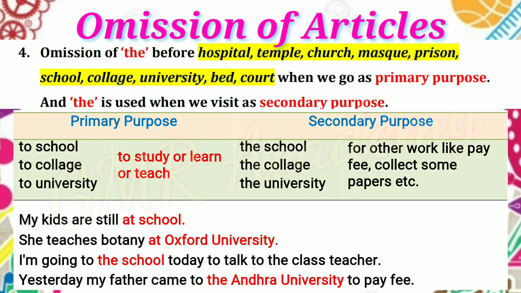No article is used. I am going to the school today to talk to the class teacher. So a parent wants to know the child's education when she wants to talk with the class teacher. This is the secondary purpose for the parent to go to school, not for studying, not for teaching, not for learning something. So this is the secondary purpose. The definite article the is used: the school.